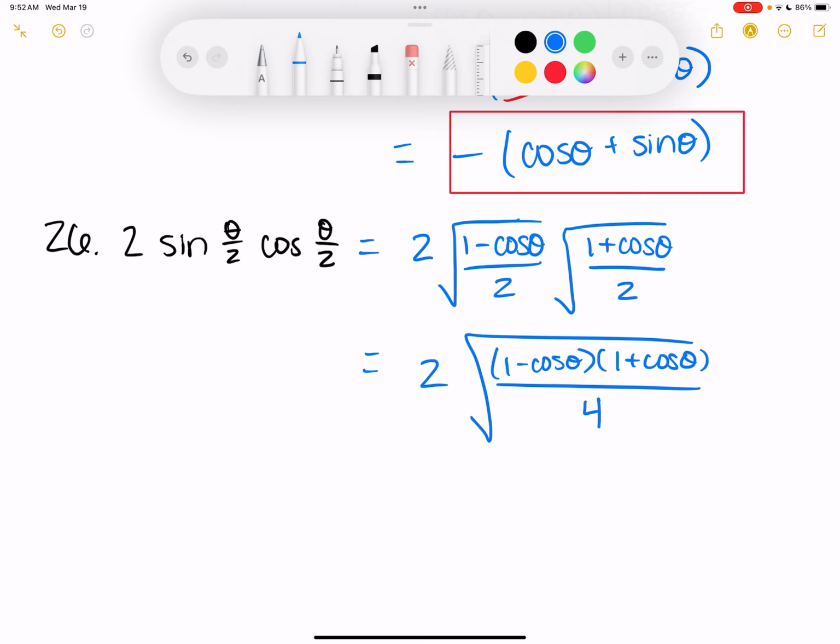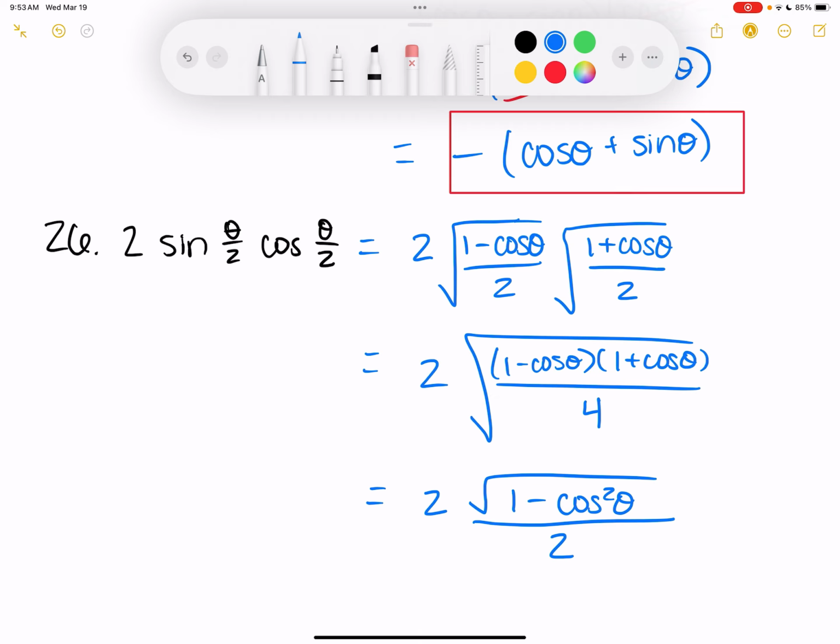What is this top multiply to be? It's a difference of squares. So what's that part? 1 minus cosine squared theta. Square root of 4 is 2. So I'm getting rid of the square root on the bottom. Notice my square root is now only on top.